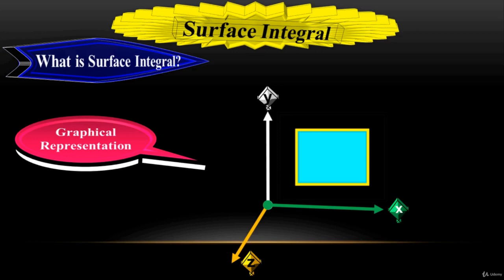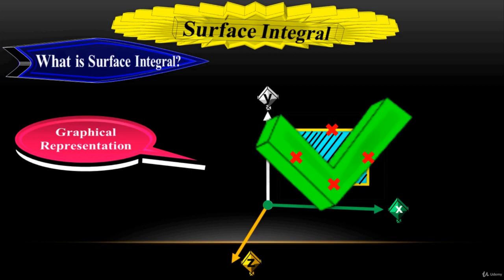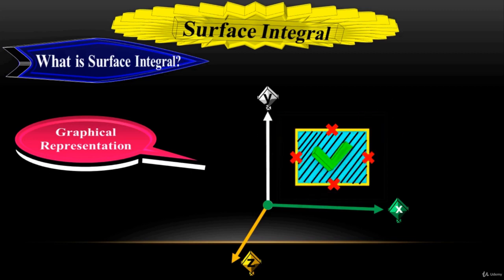Look, when it comes to surface integral, if I want to find the surface integral of that object, I have nothing to do with the curve with the yellow line. I need to integrate the area under that curve. So integration on the surface under the curve is called a surface integral.